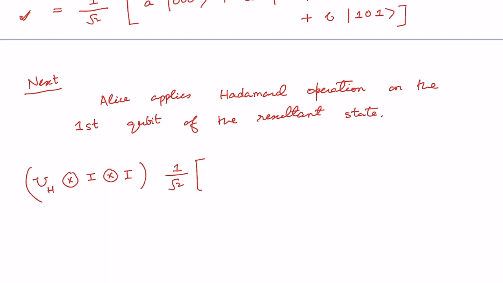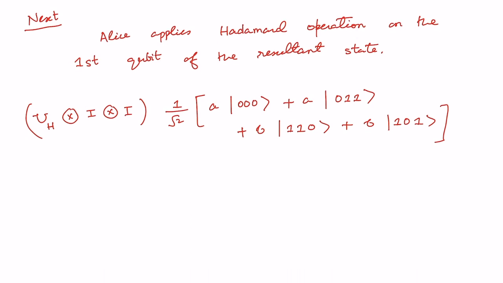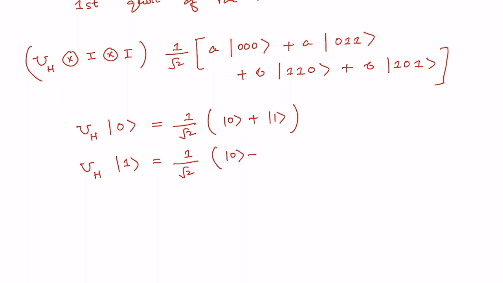So let me write it again. So you will have a000 plus a011 plus b110 plus b101. Okay, this is what it will have. Just now recall, we'll require that the Hadamard operation is a single qubit operation, and if the Hadamard gate is applied on the single qubit state |0⟩, we'll get 1/√2 (|0⟩ plus |1⟩). And if the Hadamard operation is done on the qubit |1⟩, then we'll get 1/√2 (|0⟩ minus |1⟩).